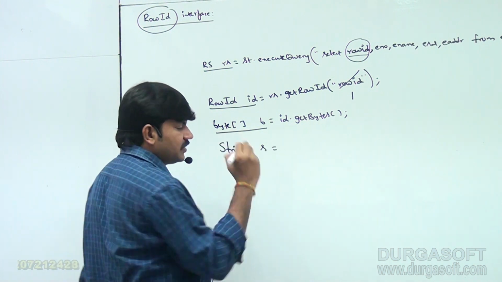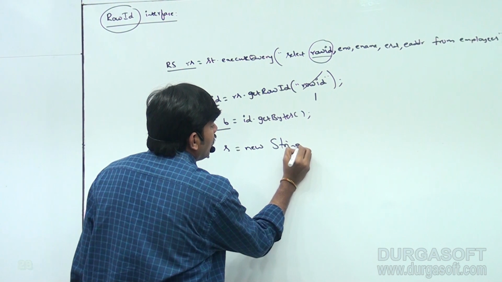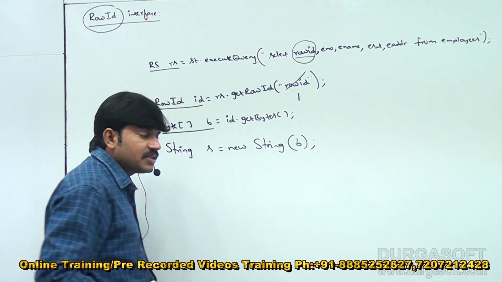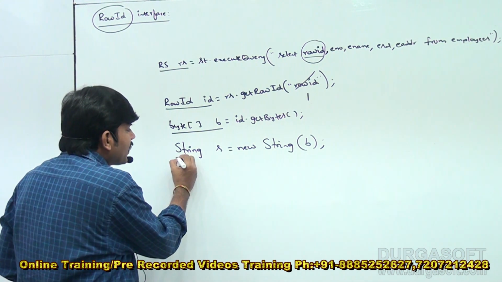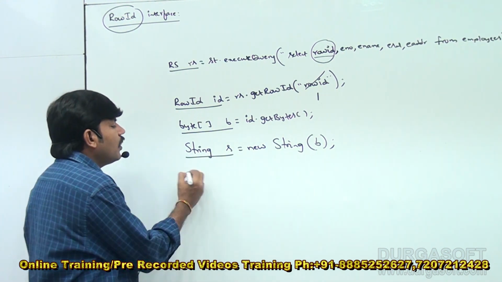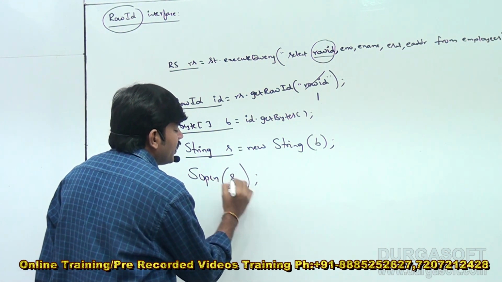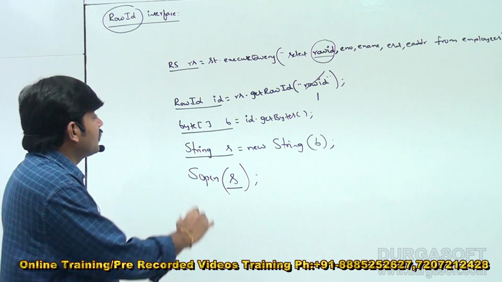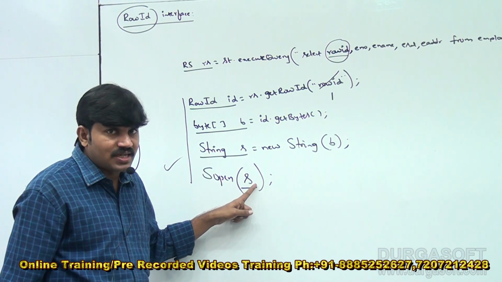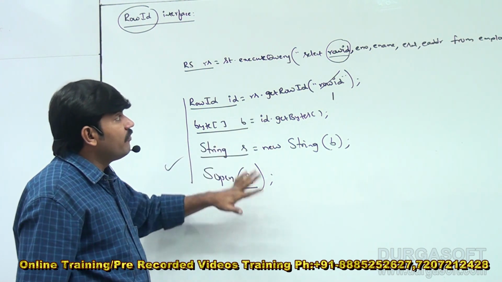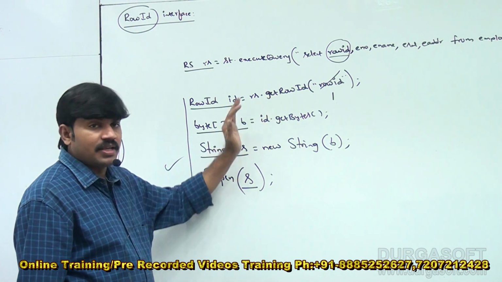String s = new String(b). For the given byte array, I'm getting the string representation. If you want, you can happily print System.out.println of s, the row ID of the corresponding row. By default you are going to get it. Everyone can understand, right? This is the simple way you can get the row ID for the given row.